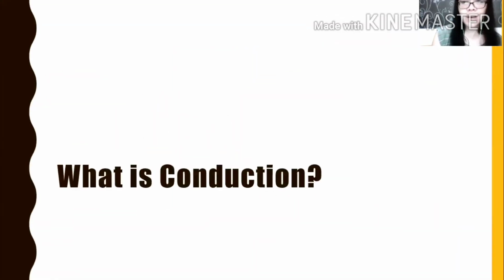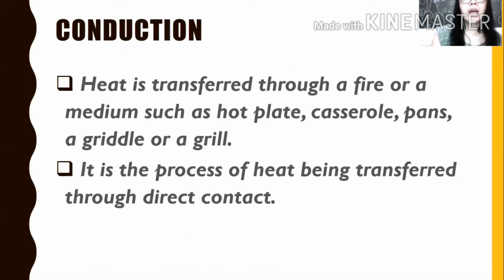First, let us define what is conduction. So when we say conduction, heat is transferred through a fire or a medium, such as a hot plate, casserole, pans, a griddle, or a grill. It is the process of heat being transferred through direct contact. So meaning to say that for conduction to happen, there must be a medium for the heat to be transferred.